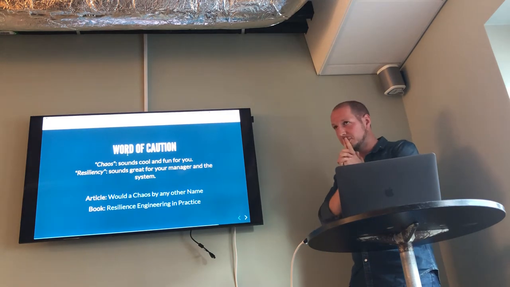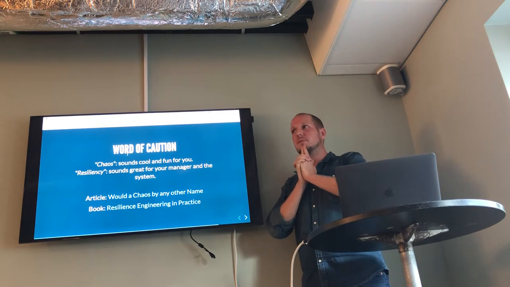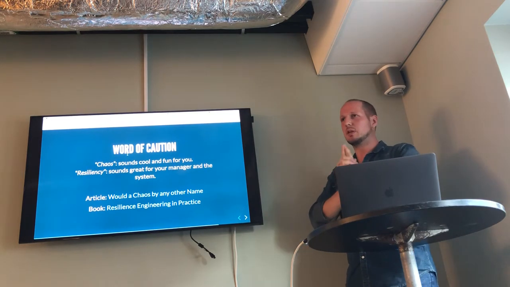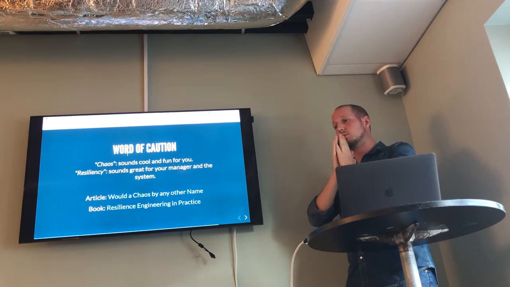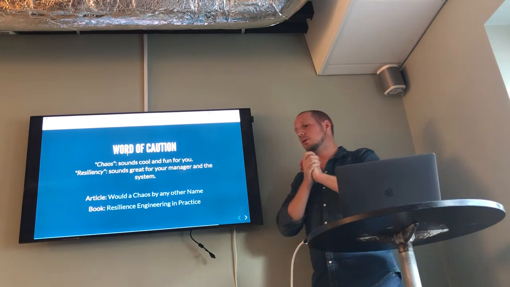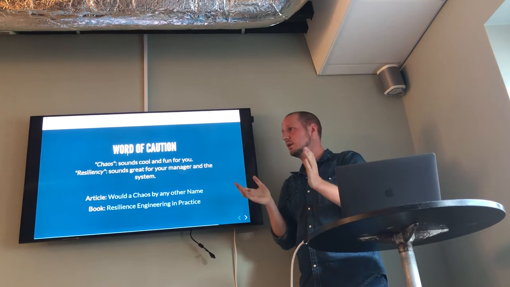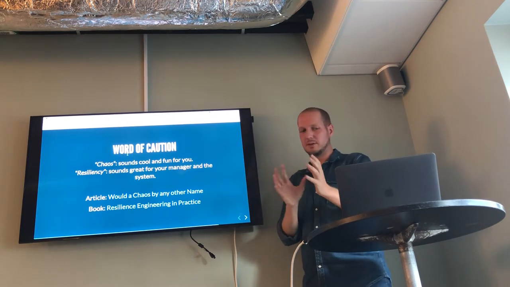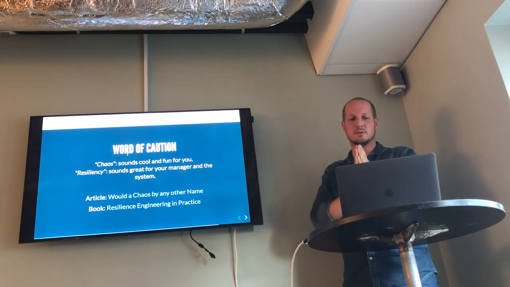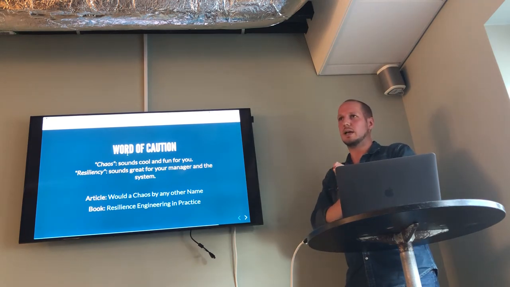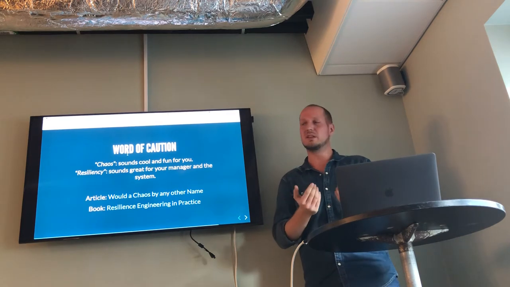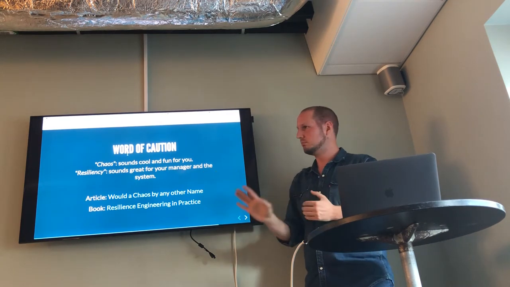So a word of caution: chaos sounds really fun for you and your colleagues, but your manager will not understand. If you come to him or her and say, I want to blow up half the cluster, he will look at you and wait until you say, I was kidding. If you have to sell it, the word resiliency will get you further.